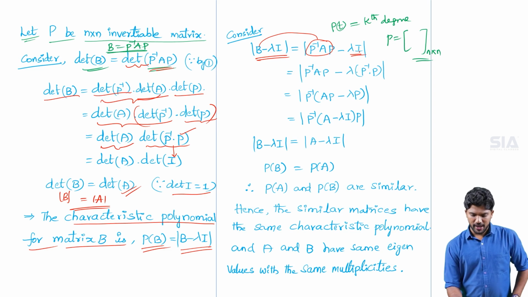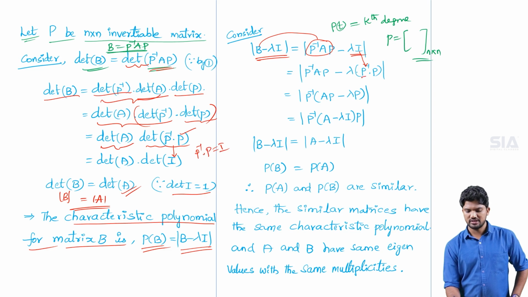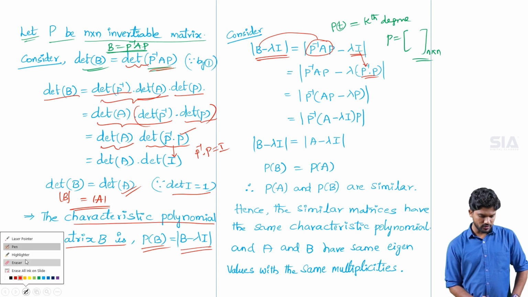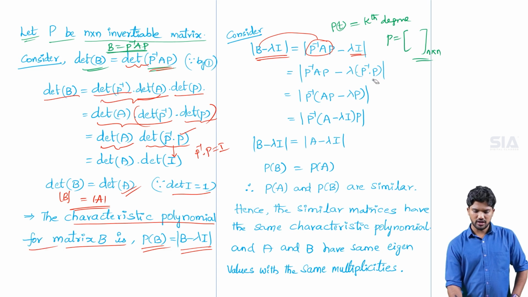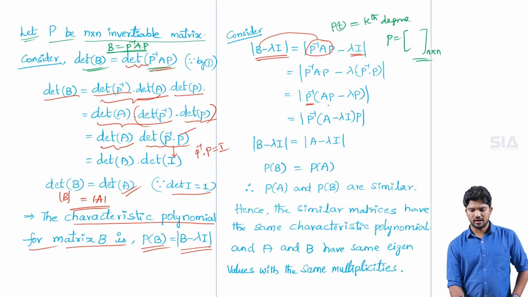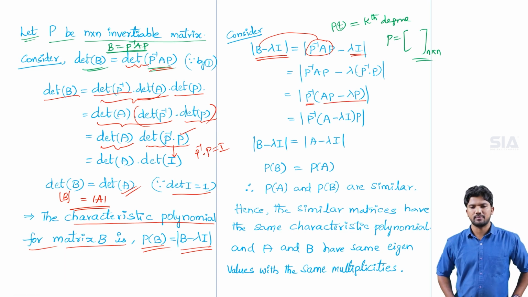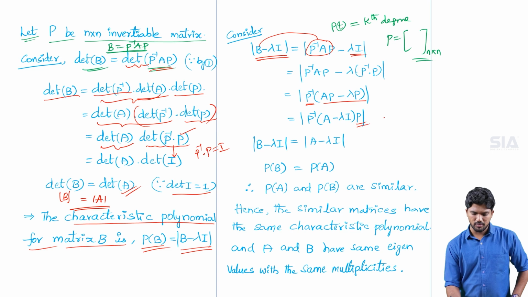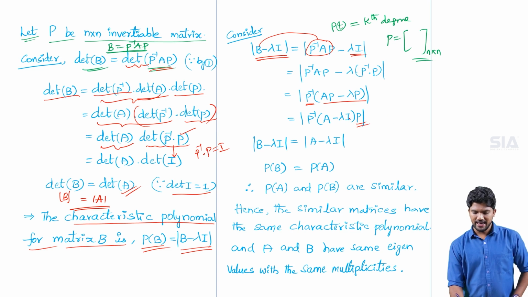So in place of capital I, since we have P inverse into P equal to I, I am substituting that value again. After applying that capital I is equal to P inverse into P, now I am taking P inverse into P common. Okay, so P inverse common, then you will get A into P minus lambda P. Take P also common, then you will get P inverse into A minus lambda into I.